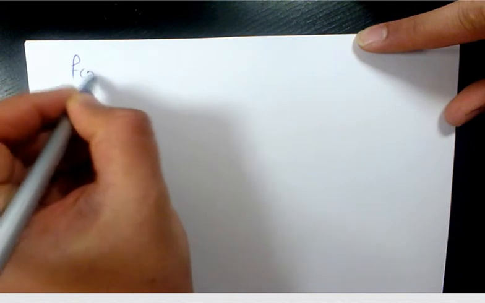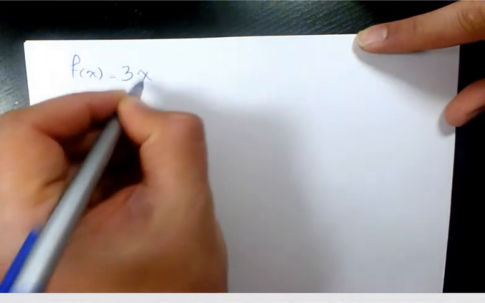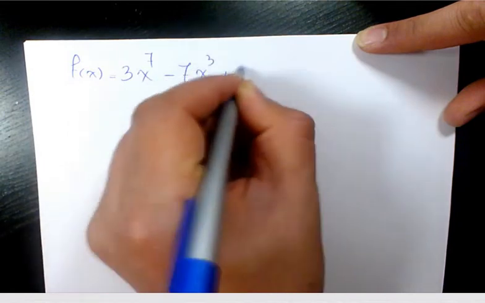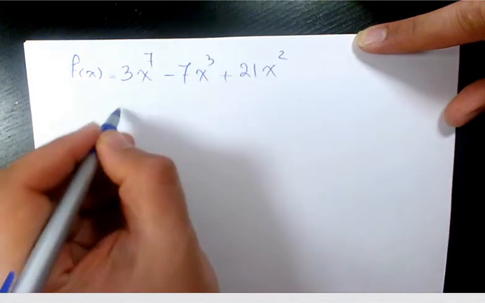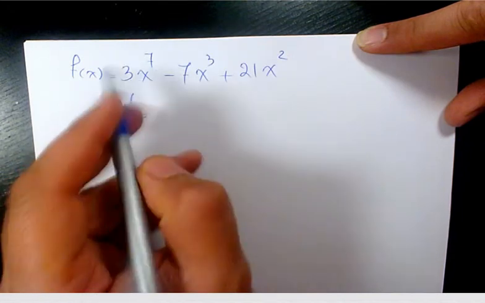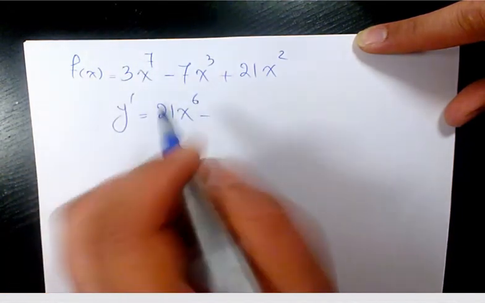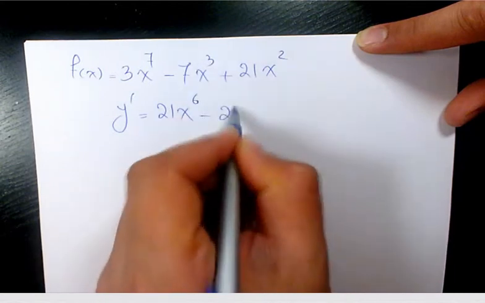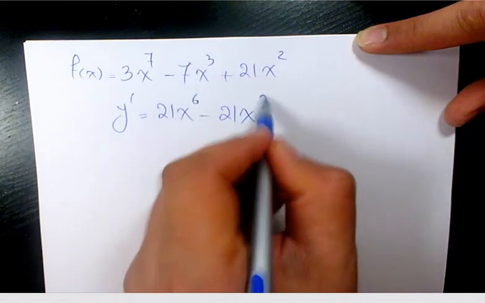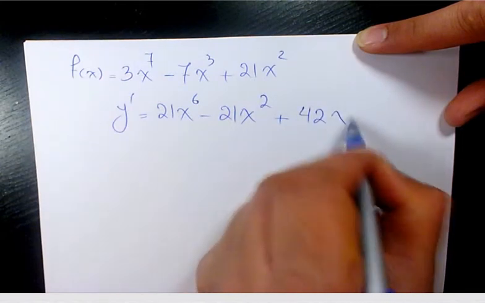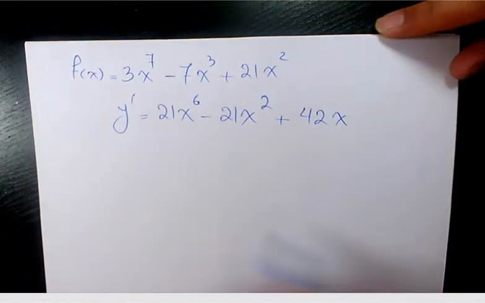Next example. It says f of x equals 3x to the power 7 minus 7x to the power 3 plus 21x to the power 2. First derivative is going to be 3 times 7, 21, x to the power 7 minus 1 is 6. Next one, 7 times 3, 21, x to the power 3 minus 1 is 2, plus 21 times 2, 42. X to the power of 2 minus 1 is going to be just 1.